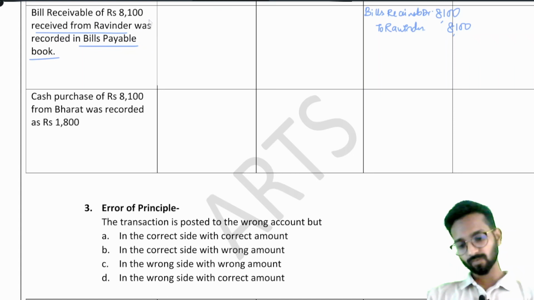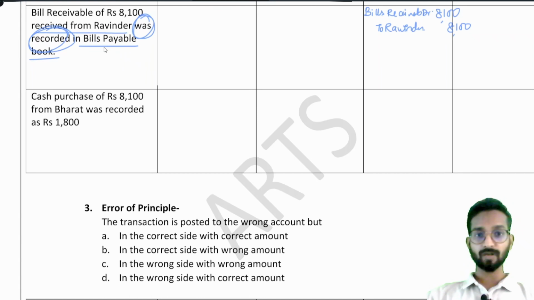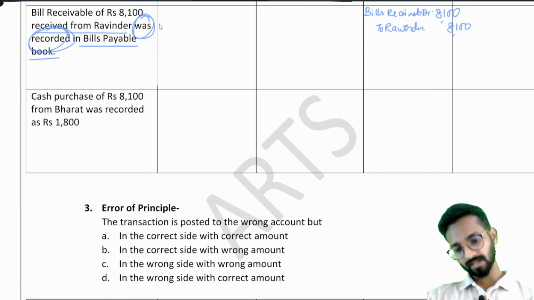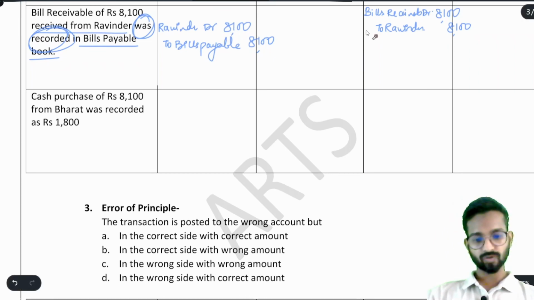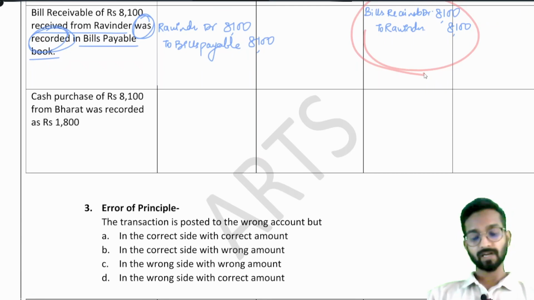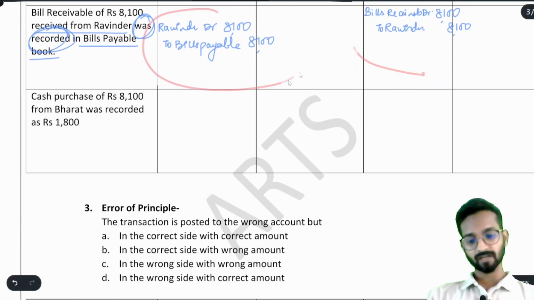What we have done? It was recorded in the bills payable book. If it is written in the bills payable book, it means both the accounts are wrong. So I have written Ravinder debit to bills payable, 8100. Understand this. If I am writing in the bills receivable book, I would have written bills receivable to Ravinder, but I have recorded in the bills payable book, so I would have written Ravinder to bills payable only. Understood? Now how will we correct this?